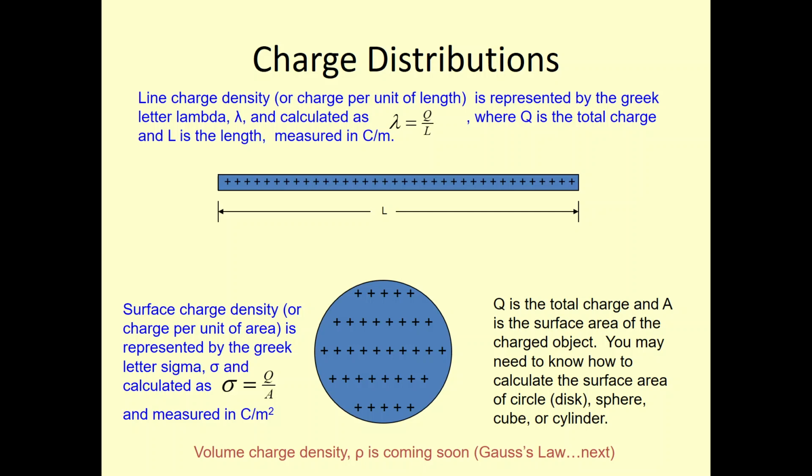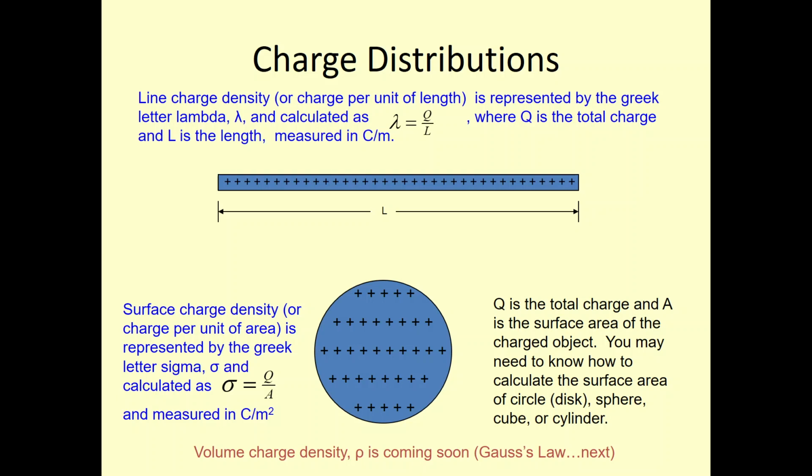I'm not going to really go over charge distributions either. Charge density, or charge per unit length, is represented by the Greek letter lambda. It's calculated as the total charge divided by the length. So you figure out how many charges are here, and if a positive and negative charge are in the same spot, they basically cancel each other out.